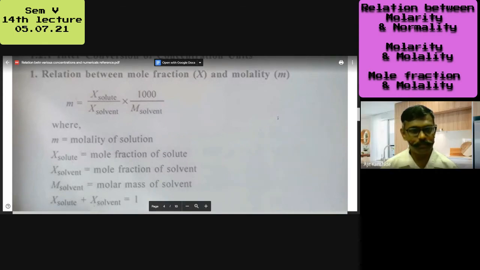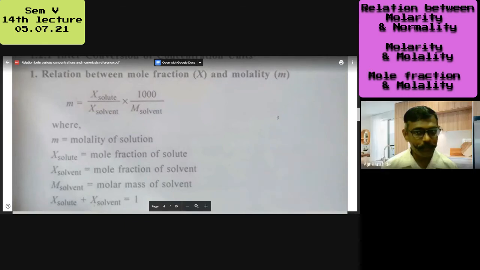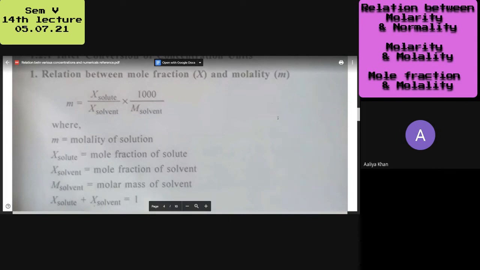Good. Next. Then cancellation. Mole fraction of solute divided by mole fraction of solvent is equal to number of moles of solute divided by number of moles of solvent. And this is equation 3. Then from the molality formula, molality m is equal to number of moles of solute divided by mass of solvent into 1000.